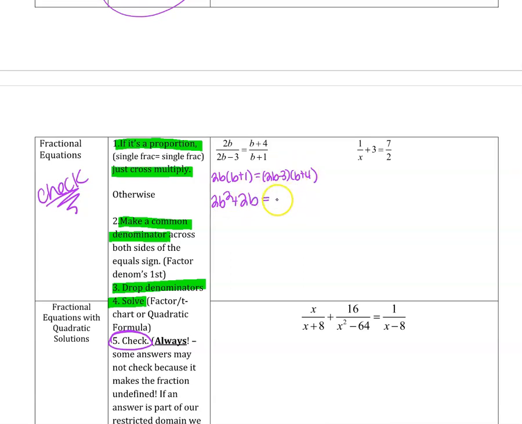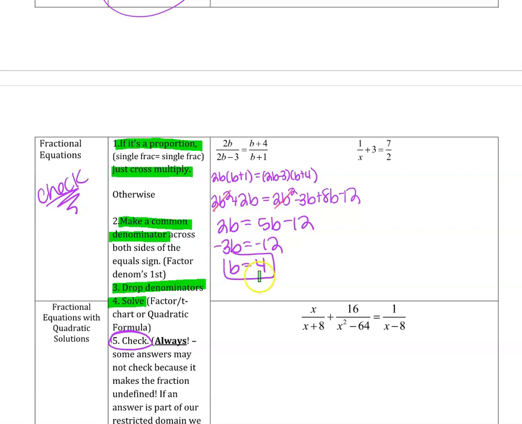And then I'm foiling over here. Now this problem's kind of nice because the 2b squareds will drop out on either side. So that leaves me with a 2b equals 5b minus 12. Subtract the 5b, and that would leave me with a negative 3b equals negative 12. Therefore, b would equal positive 4.